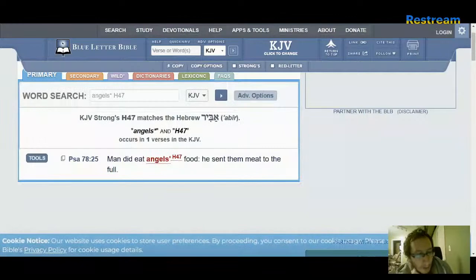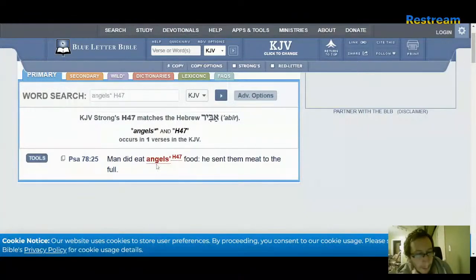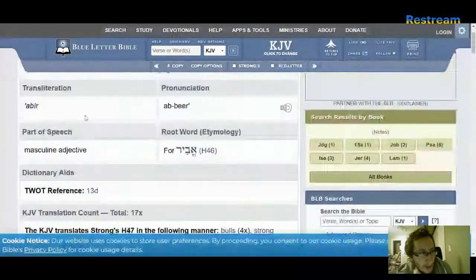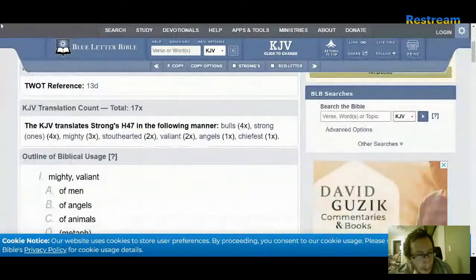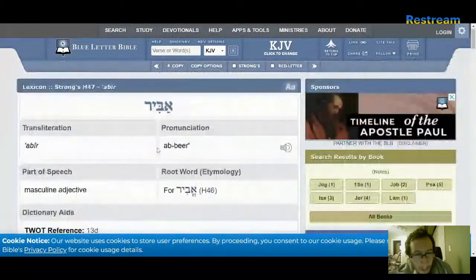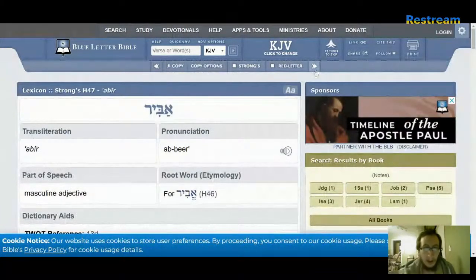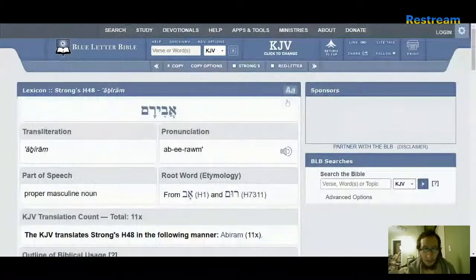Because some people base doctrine on this idea that angels have food, whereas other passages of scripture seem to say angels don't eat food. So do they eat food or don't they? So that could be an important thing of how you translate that.